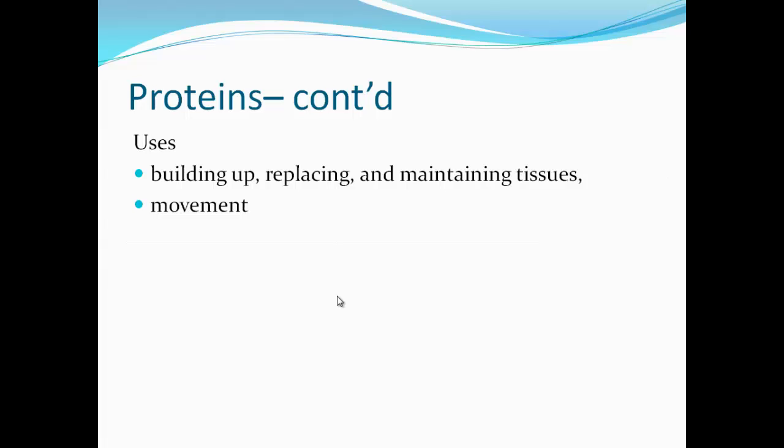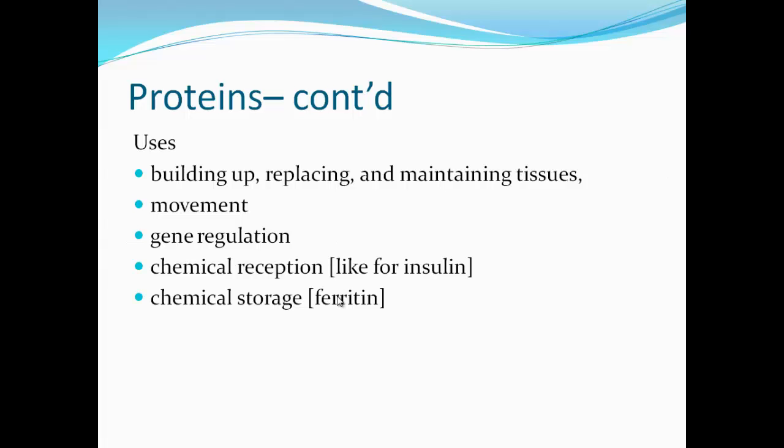Alright, proteins are used for building, replacing, and maintaining tissue. They're also used for movement. They are also used for gene regulation. Okay, so we'll talk about that again more with genetics. They are used for chemical reception. A good example is insulin. And if you want to go look up how diabetes works before we actually talk about it in class, that's probably a good idea. It's also used for chemical storage.